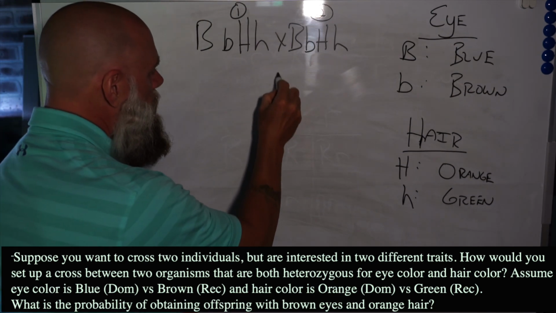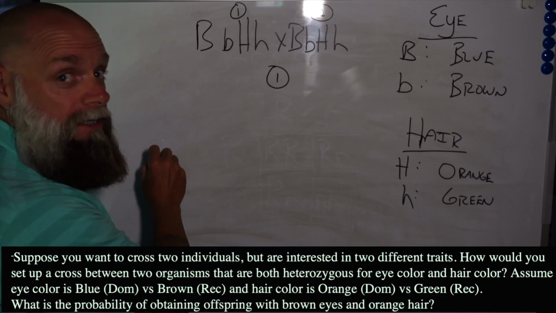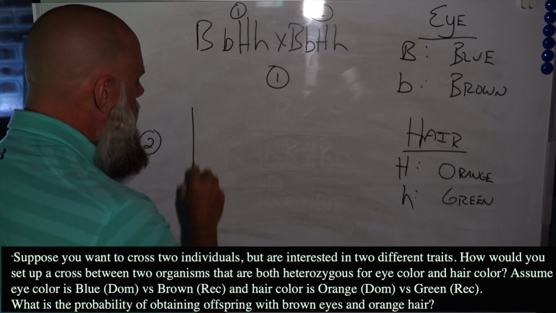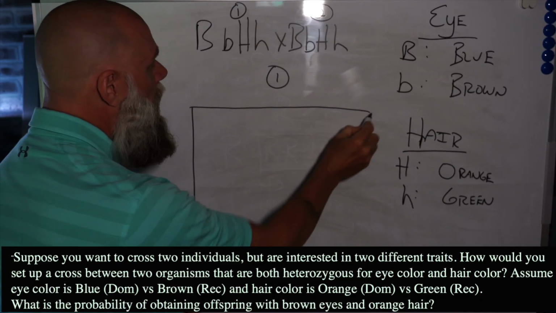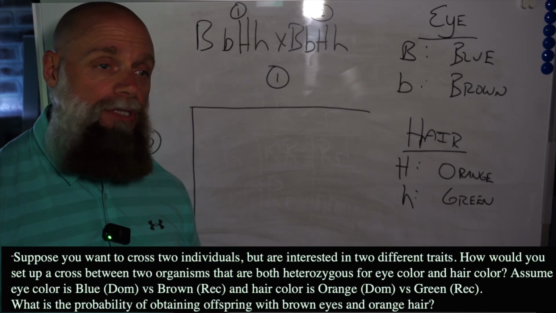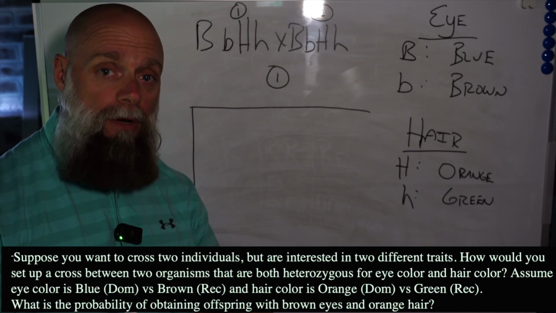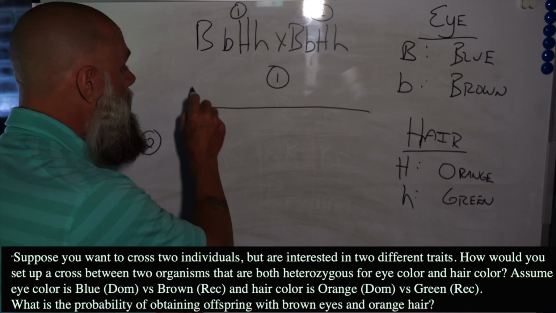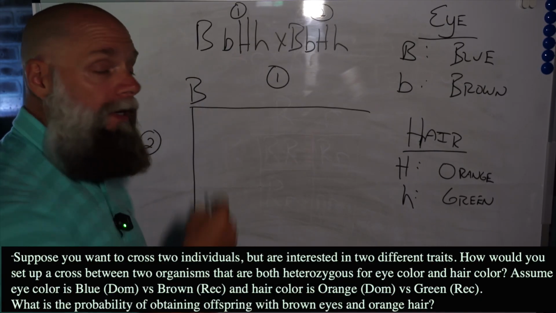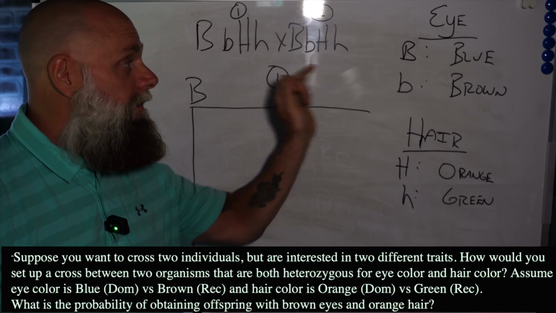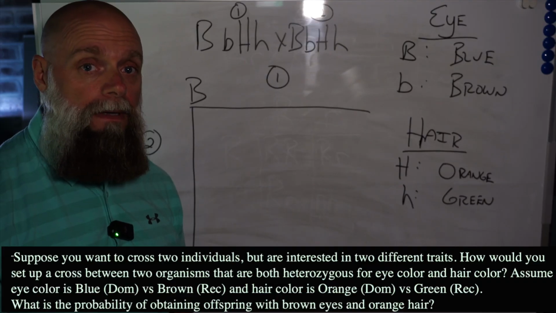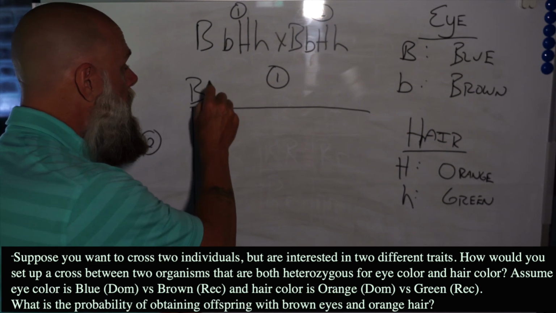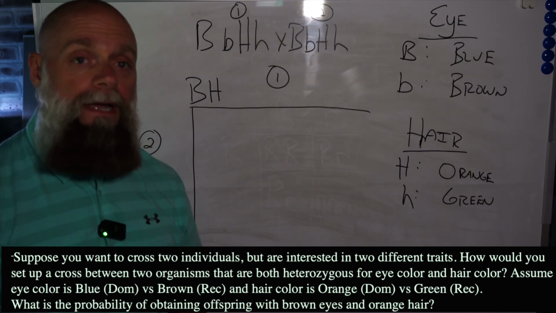So let's just put organism 1 here. We'll put organism number 2 down here. What we're doing here, remember, is we have to come up with all the potential allele combinations that organism 1 can donate to new offspring. And so we have to think this through. They have the capability of donating a capital B, a dominant allele for eye color. They also have the capability of donating a dominant allele for hair color.